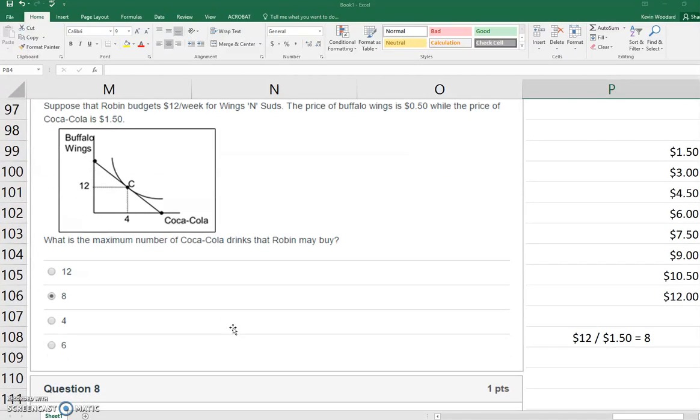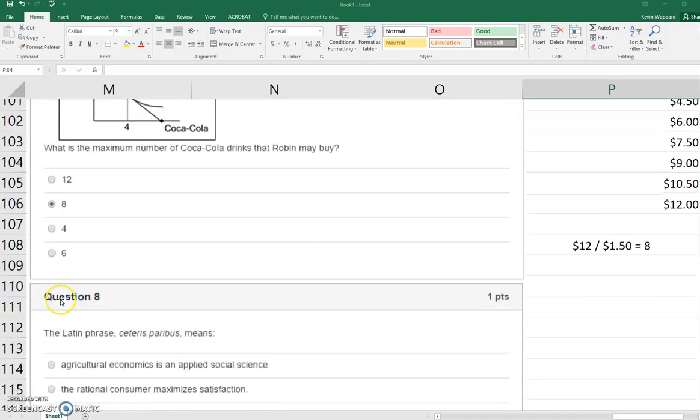Number 7, suppose that Robin gets $12 a week for wings and suds. Price of buffalo wings is 50 cents while the price of Coca-Cola is $1.50. We're really doing the same thing. We're just now doing it with soda at $1.50. Over here, I just kind of put a schedule together. So if we buy 1, it's $1.50. 2 is 3, 4.50, and so on all the way down. So how many do we get? 1, 2, 3, 4, 5, 6, 7, 8. So our answer is 8.